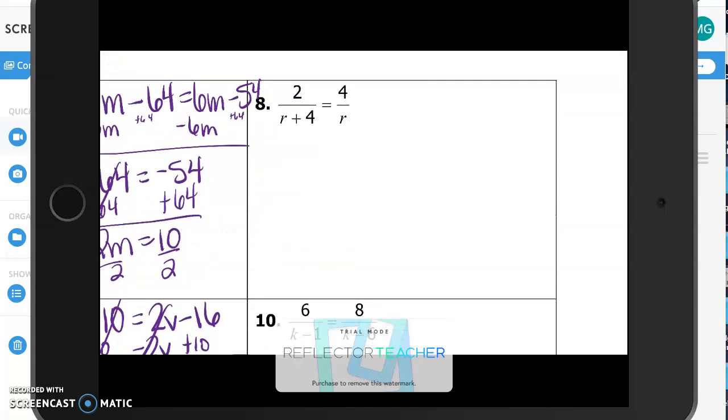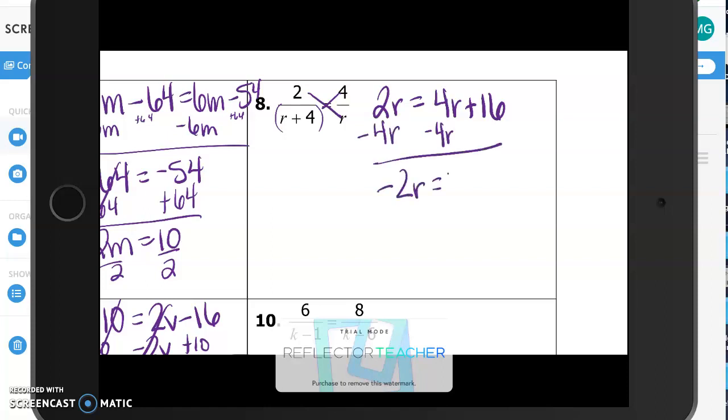Number 8, what I notice is I want to do these first because it's going to just be one variable term. So I'm going to have 2 times r is 2r. This one, again, distribute, 4r plus 16. Subtract 4r. Negative 2r is equal to 16. Divide by negative 2, and r equals negative 8.